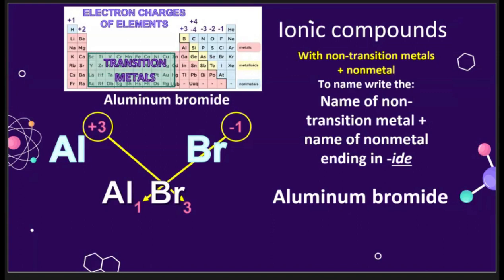So we can write the chemical formula for aluminum bromide as AlBr3. Yung 3 ni bromine or ni bromide indicates that aluminum has positive 3 charge. So aluminum bromide has a chemical formula of AlBr3.